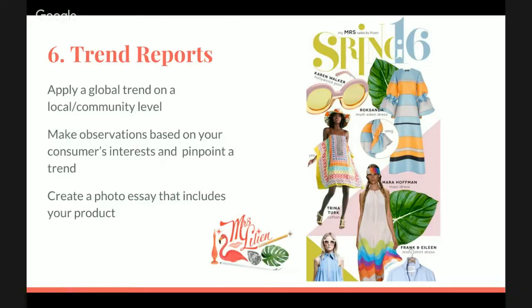So this is, again, a really common format pulled from the magazine industry that you see all the time. The best way to do it is really to take a global trend and then apply it to a local or community level. So for you, Jaclyn, being located in Tempe, you might see something happening on a global level and just talk about how it's happening in the Phoenix area. What this is, you're making observations based off of your consumer's interest to pinpoint a trend that you see. And you're subtly going to incorporate your product into this, like a visual example of a trend report.